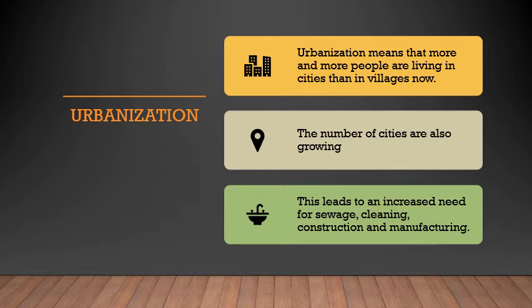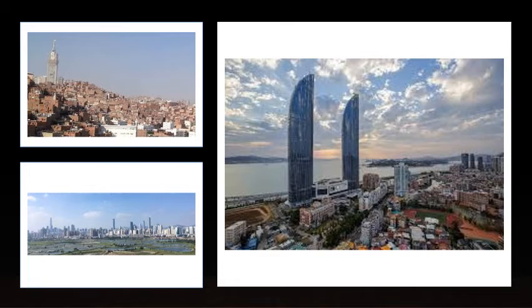The number of cities is also growing. This leads to an increased need for sewage, cleaning, construction, and manufacturing. People living in the cities are more dependent on the food that is available outside than the food that is cooked inside. So the manufacturers have to prepare more and more food, which is increasing the waste production. That is another cause for water scarcity.